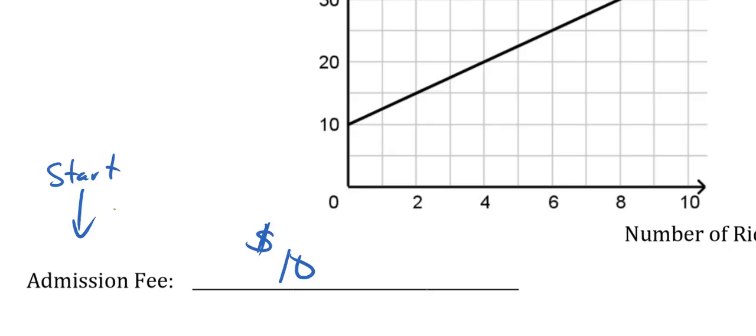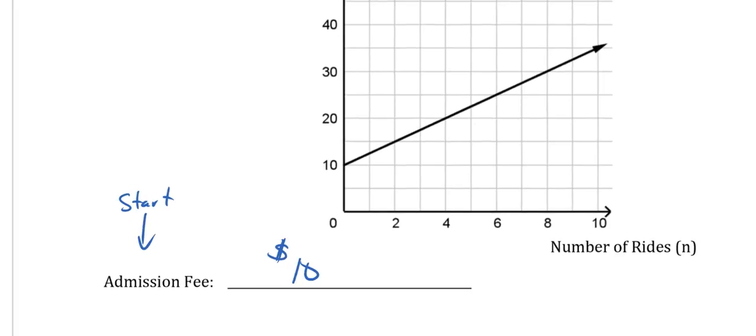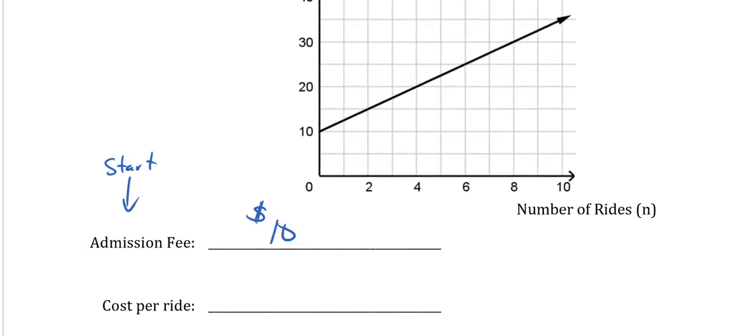So, like we said, what I'm saying is, we need to know that when it says, what's the admission fee? That's the start. That's where it starts on the graph. That's where it starts in the equation. Like that's the part of the question. That's where it starts. And the cost per ride, that's the change. How are we going to figure out the cost per ride?